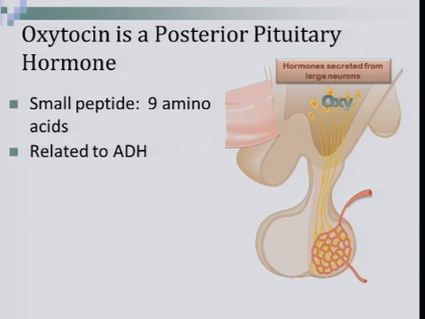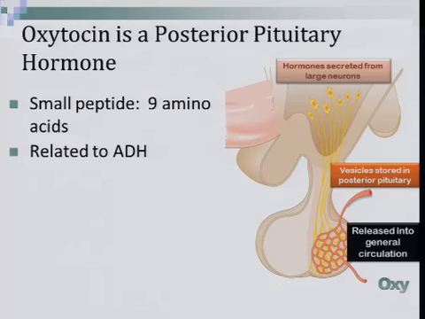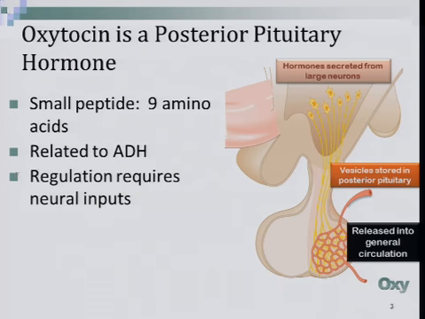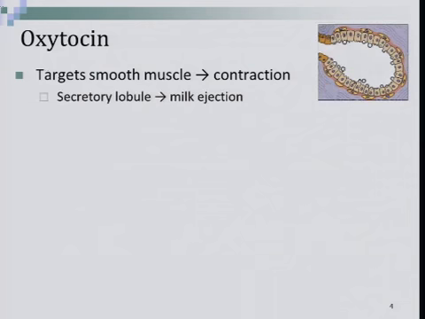Hormones are made in large neurons in the hypothalamus. They travel down the axons and are released into the bloodstream here at the posterior pituitary. Therefore, regulation requires neural inputs. Now, oxytocin targets smooth muscle and causes contraction. This is true in the secretory lobule, where it causes milk ejection.